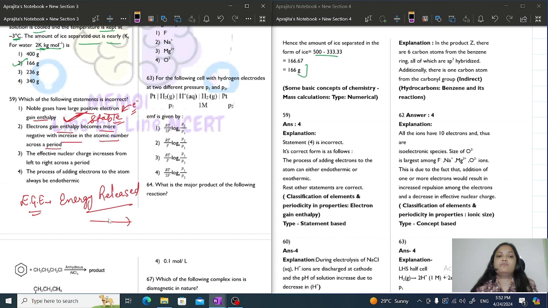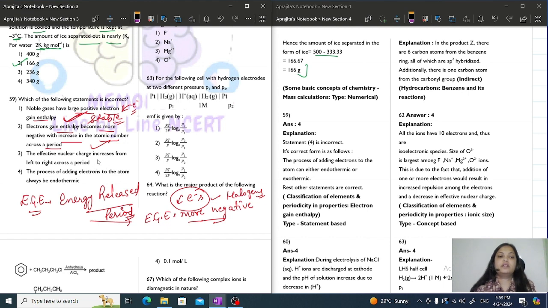Electron gain enthalpy becomes more and more negative with increase in the atomic number. Yes, when we are moving left to right in the period, electron gain enthalpy becomes more negative. Because the atomic size decreases and the effective nuclear charge increases, it increases the attraction of the nucleus for the incoming electrons. It means the electrons will be readily accepted and more energy would be released. Like we know that halogens have the most negative electron gain enthalpy. So this is also true.